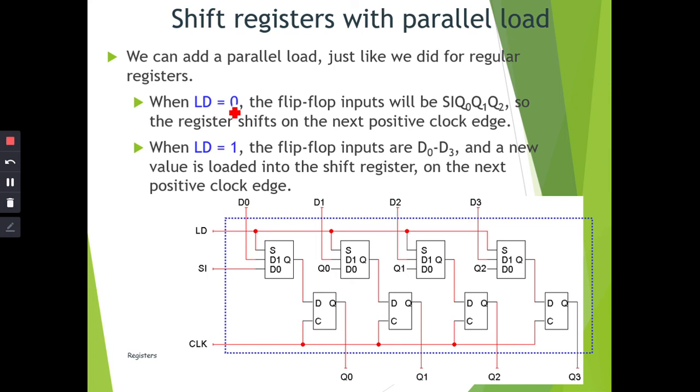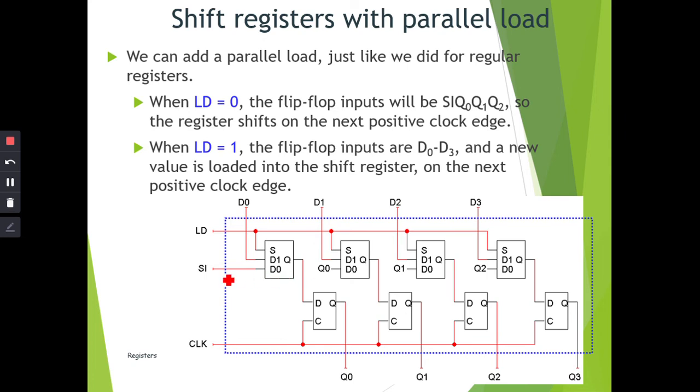Whenever the LD is 0, the flip-flop inputs will be SI and Q, which means it's going to shift the input. Whenever the LD is equal to 1, the flip-flop inputs will take the new input here. So you can see here, whenever the load signal is equal to 1, it's going to pick the input from D0. But whenever the load signal is equal to 0, it's going to take the bottom signal here.